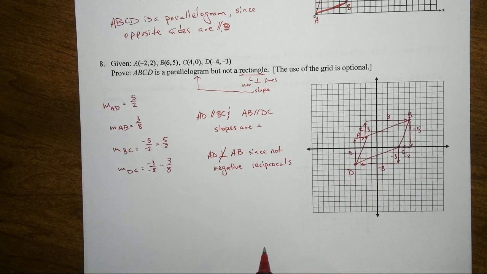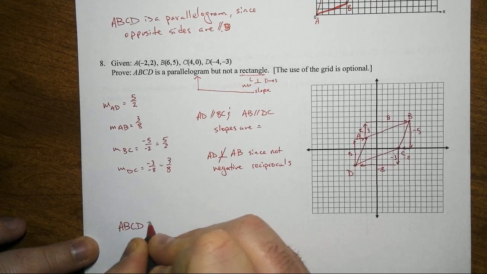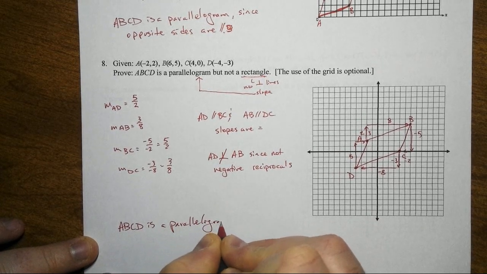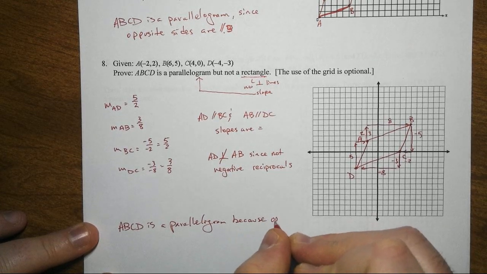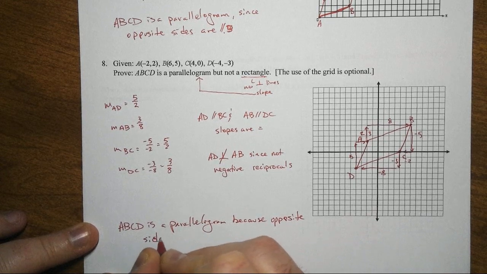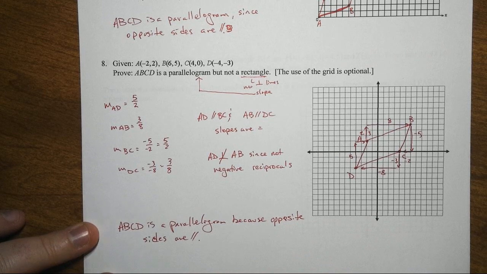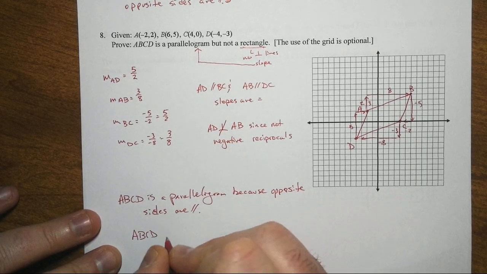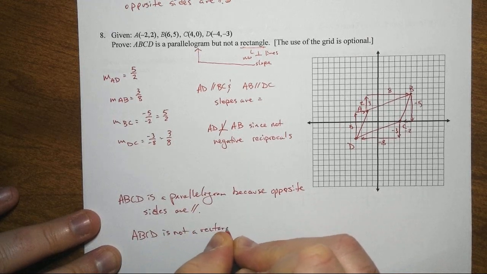All right, and now we can go ahead and do our statements. We're going to say that ABCD is a parallelogram because the opposite sides are parallel. And then we're going to say the same thing, except this time we're going to talk about it being a rectangle. It is not a rectangle.